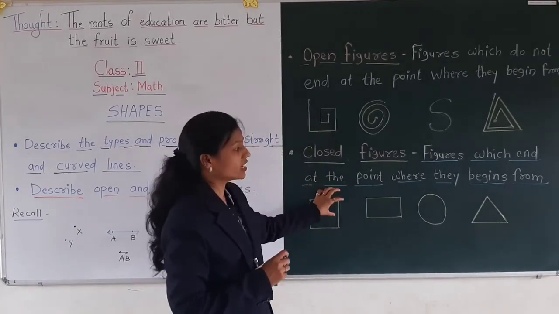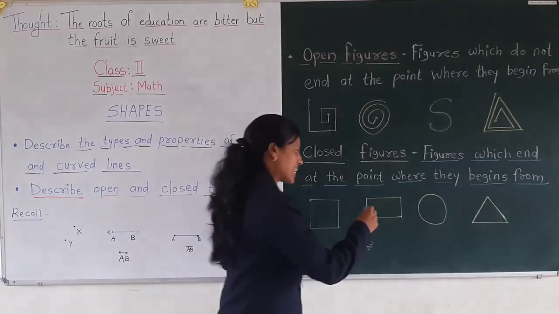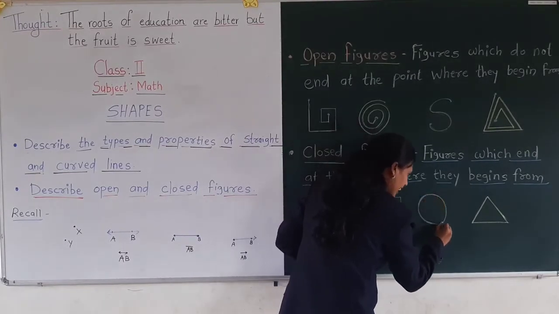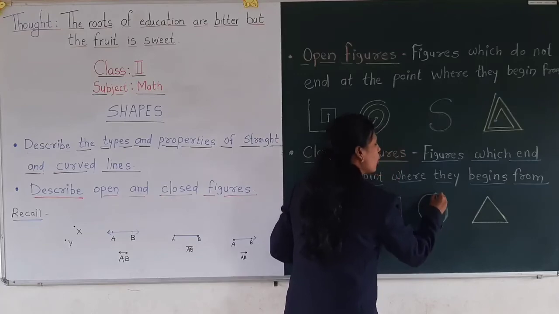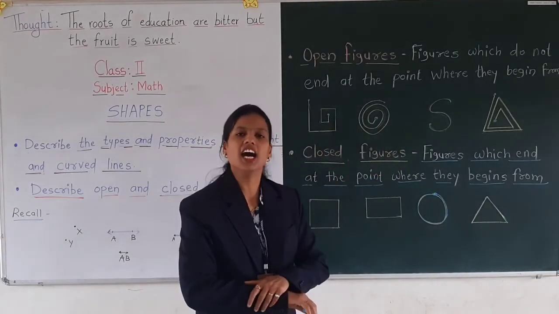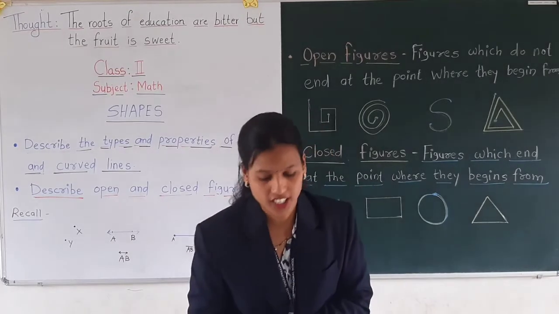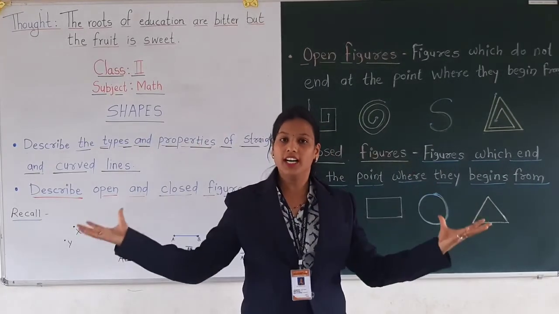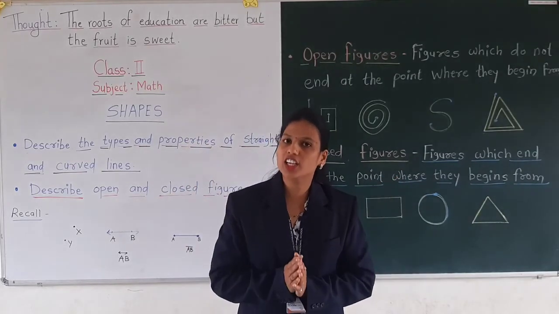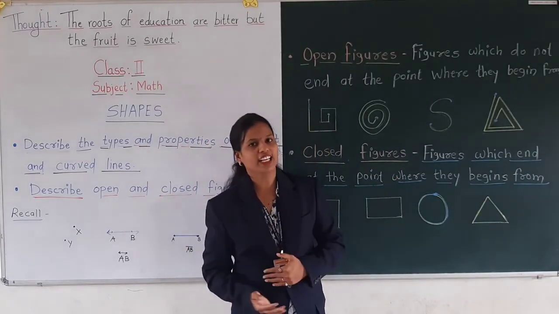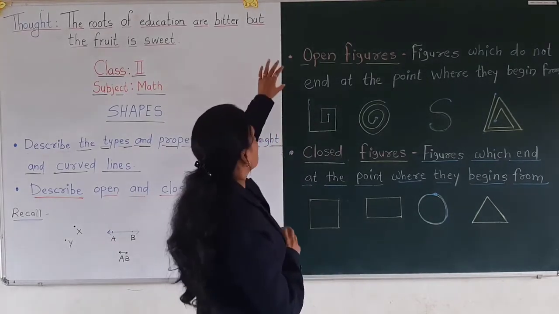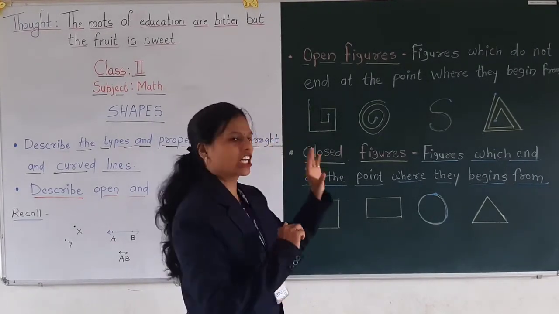So what are closed figures? They start from one point and again they end on the same point. Right? So these figures are called closed figures. Understood? Open means they are not closed at the same point. And closed figure means they again end on the same point. So these are about open figures and closed figures.